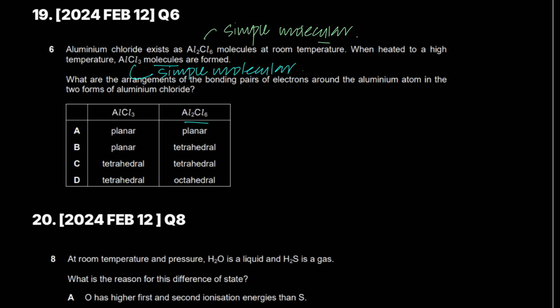Is it planar, tetrahedral, whatever? Let's look at it. So Al2Cl6: AlCl3 is right here and the other AlCl3 is right here. Now, what's the beauty? If you draw AlCl3 right here, you know what to do. You know that there's a dative bond right here and there's a dative bond right here. So this aluminum has 4 electron domains.